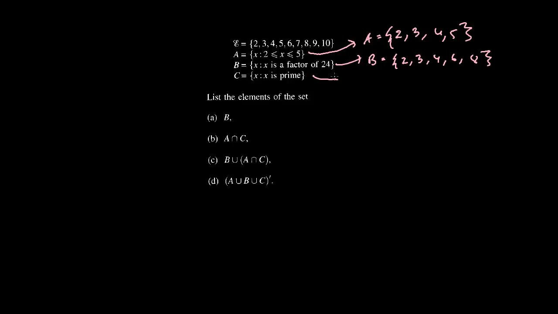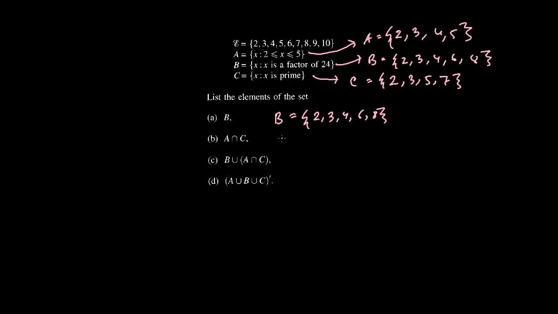Then we have prime numbers, always checking from the universal set. So the prime numbers are: 2 is a prime number, 3 is a prime number, 5 is a prime number, 7 is a prime number, that's all. So these are the prime numbers. Now we have to write the set B. Set B we have already written. It's going to be 2, 3, 4, 6, 8.